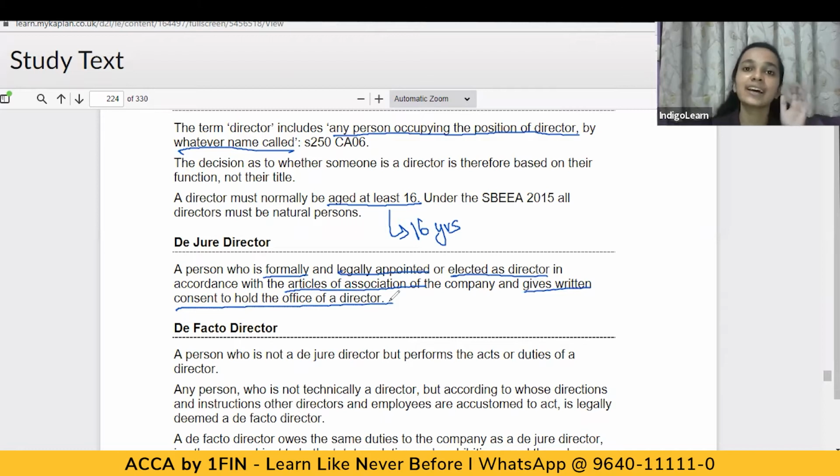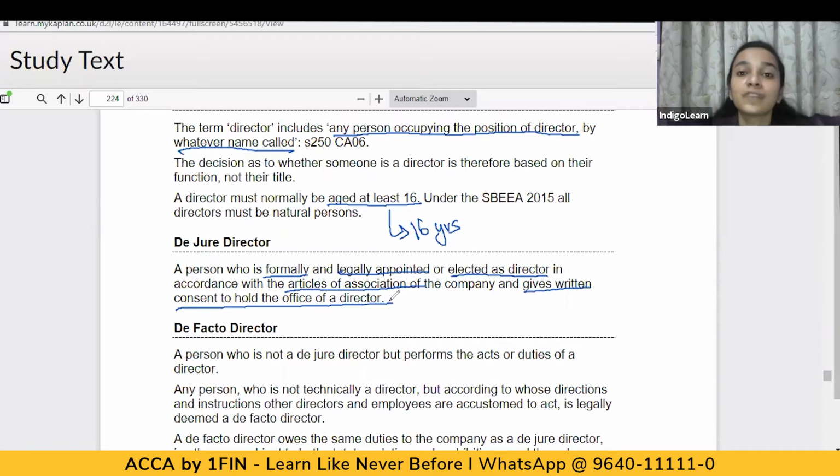So basically, a director who has been properly appointed or elected as the director in the company according to the articles of association of the company, and who has also given his written consent to become a director. That type of director is a de jure director.